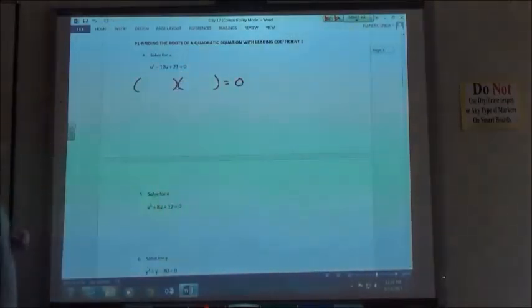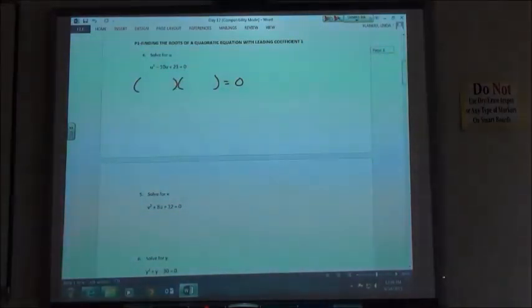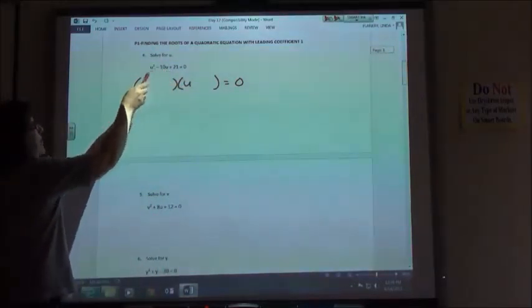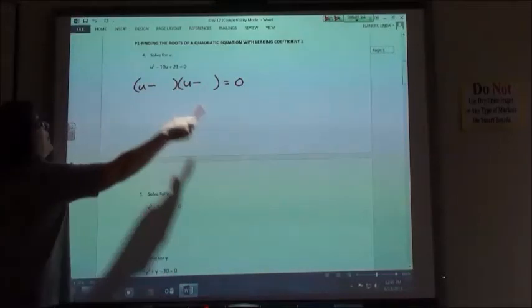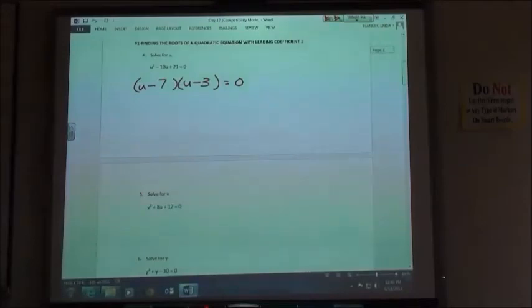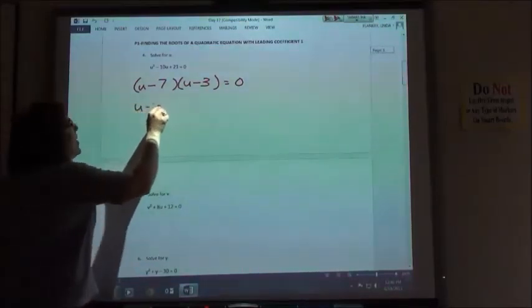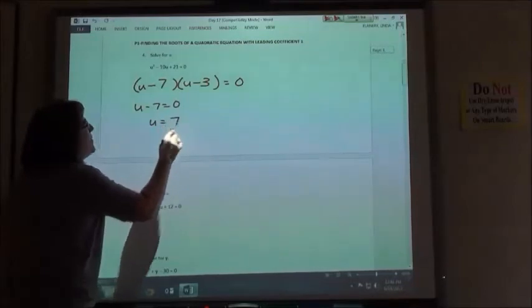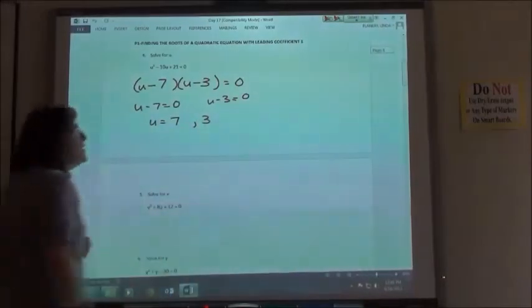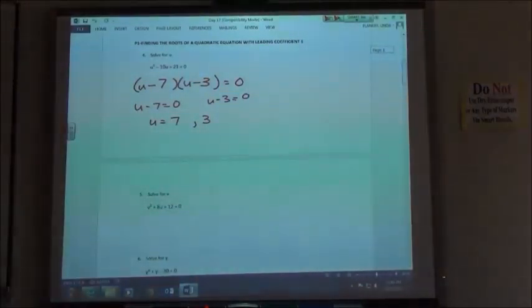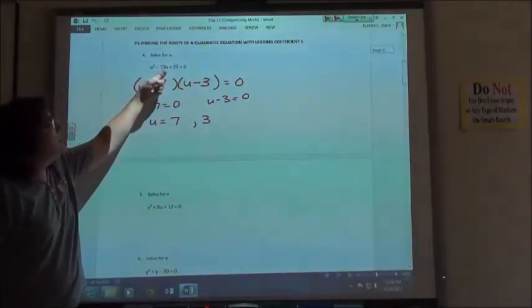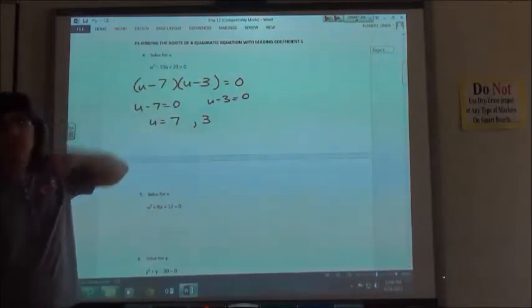As long as it's already set equal to 0, we're just going to factor our expression. So u squared would be u and u. Since the end is positive, both signs are the same as the middle, a negative and a negative. Factors of 21 that add up to 10, 7 and 3. So either the u minus 7 equals 0, which gives us a positive 7 answer, or the u minus 3 can equal 0, which gives us a positive 3 answer, because of course we have to move our number to the other side. So if you were to put 7 squared minus 10 times 7 plus 21, you get an answer of 0, right?